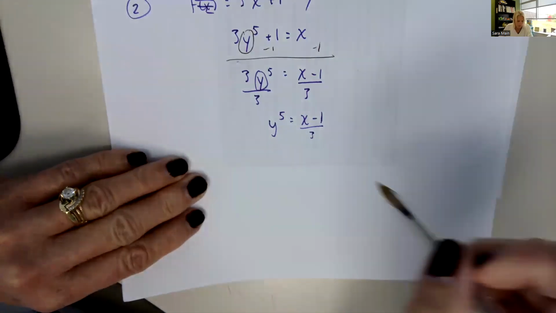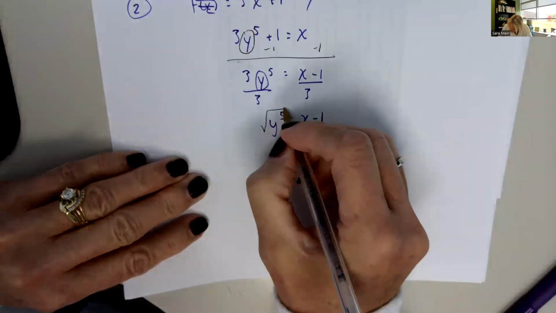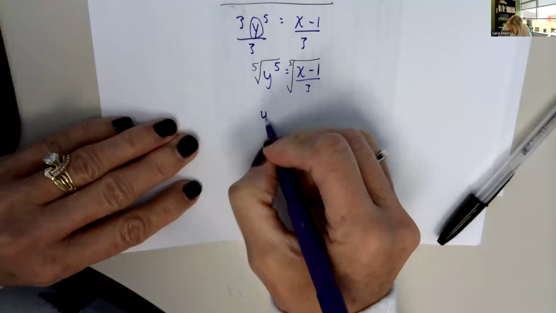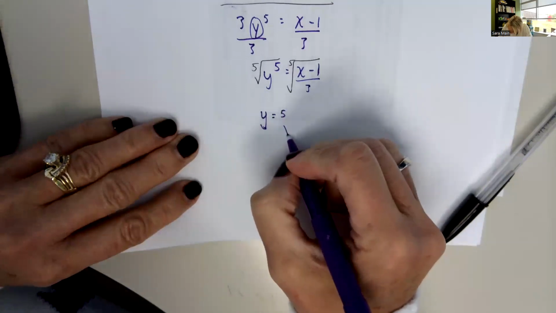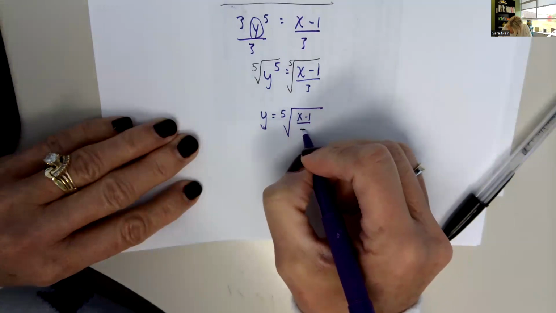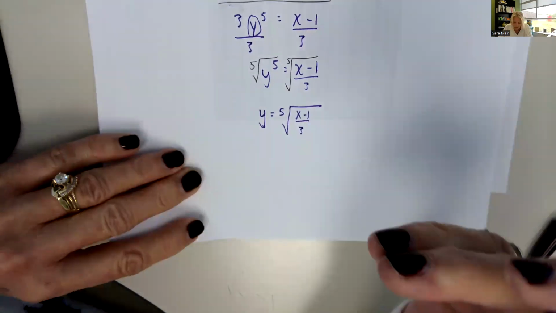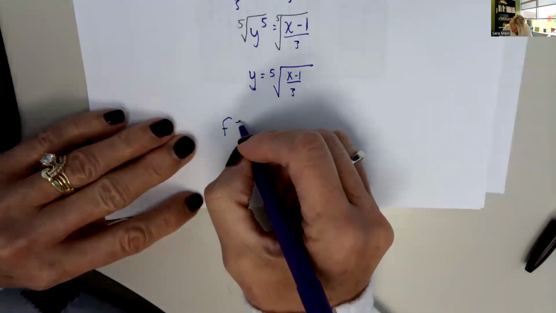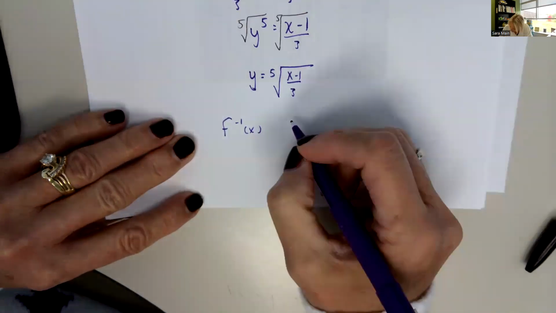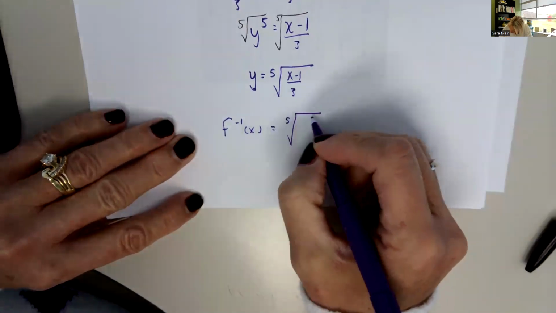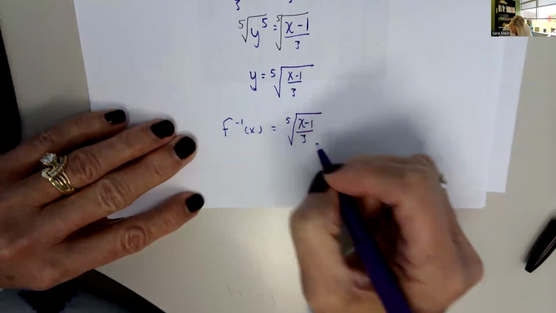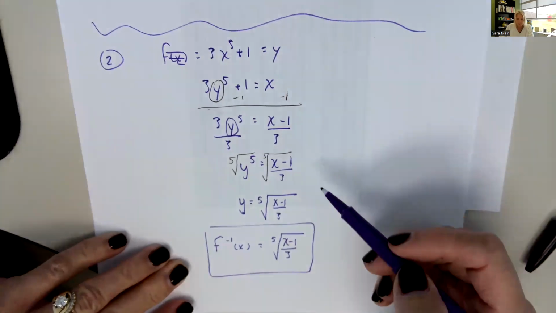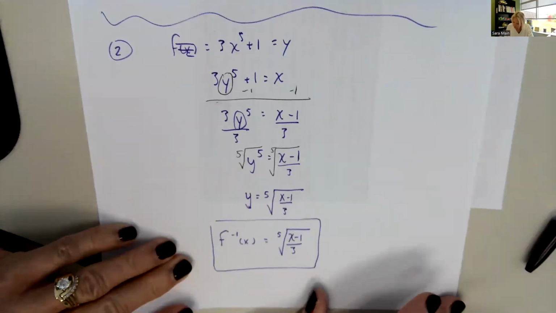And then to undo the 5th power, I can use the 5th root. So y equals the 5th root of x minus 1 over 3. And then it's the function of. So my inverse function of x is equal to the 5th root of x minus 1 over 3. So these are kind of the steps that I would expect you to follow on a problem of finding the inverse function.